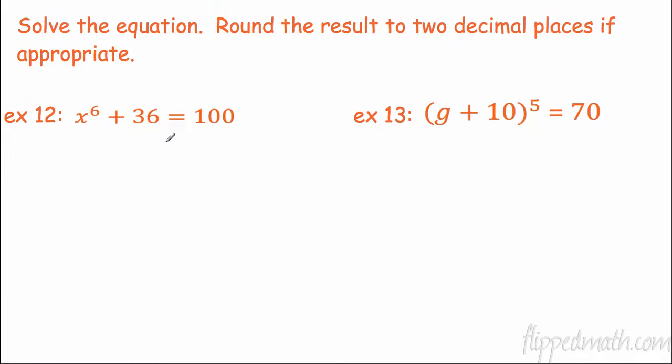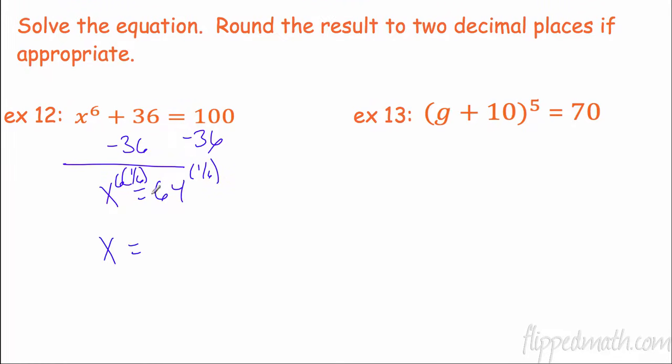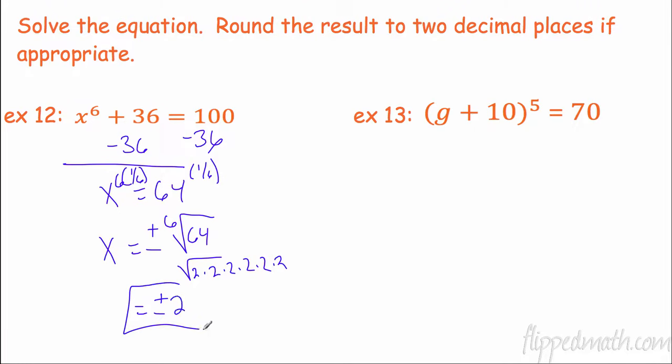Let's try the next one. Opposite of plus 36 is subtract 36. X to the 6th equals 64. I want to raise this to the 1/6 power to cancel that. So now I have x. 6 is an even root. Therefore, I'm going to have two answers. And what is the 6th root of 64? Well, we did this one earlier. It was 2 times 2 times 2 times 2 times 2 times 2. 1, 2, 3, 4, 5, 6. All right. So our answer is plus or minus 2.